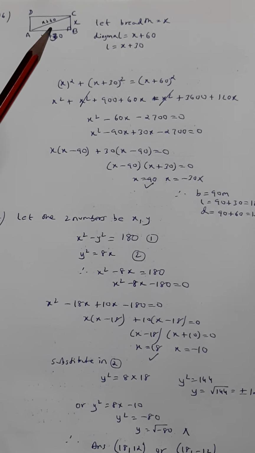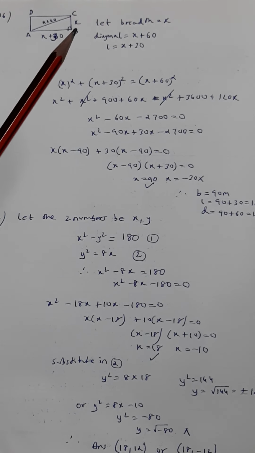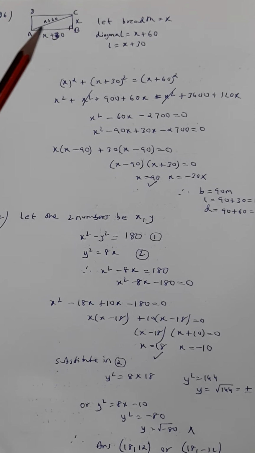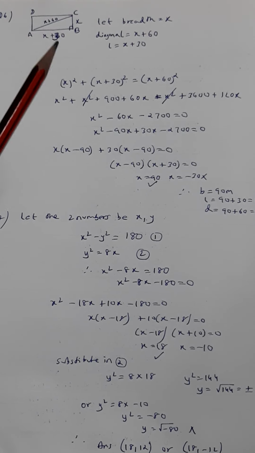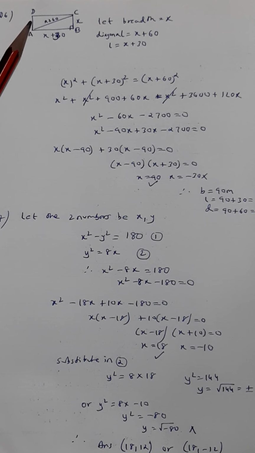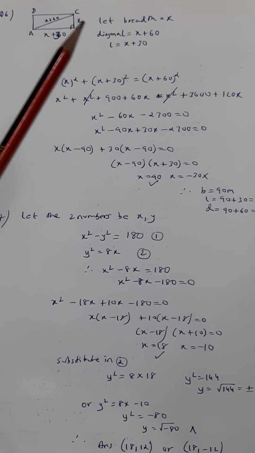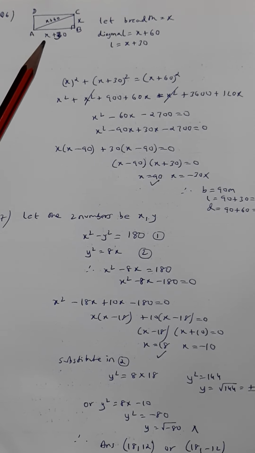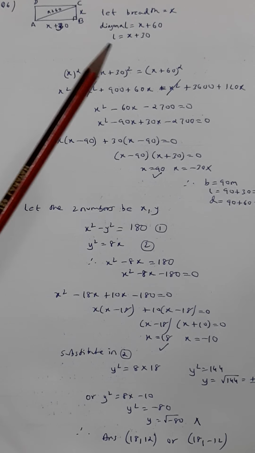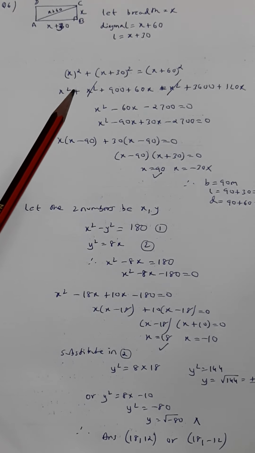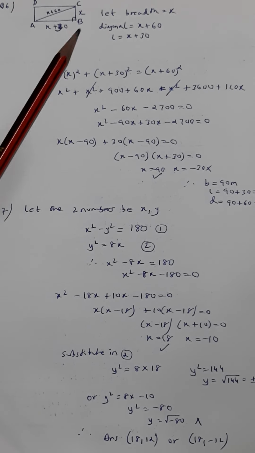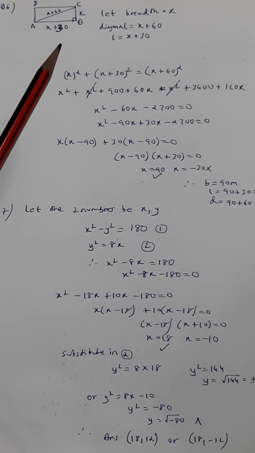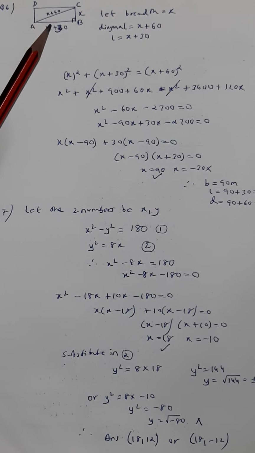The diagonal is x plus 60, 60 more than this. So we have the three sides of this triangle as x, x plus 30 and x plus 60, right? Once we get this, it is a right angle triangle. Now if it's a right angle triangle, we can apply Pythagoras theorem here. So this will be x square plus (x plus 30) whole square equal to (x plus 60) whole square.